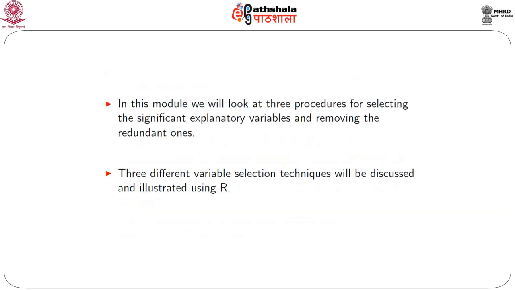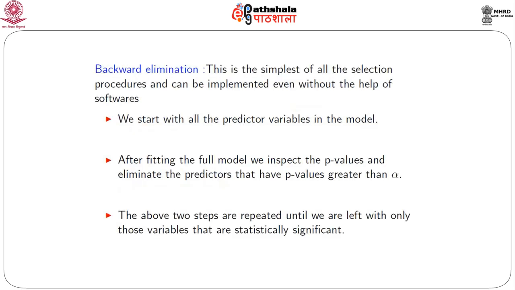In this module, we will look at 3 procedures for selecting the significant explanatory variables and removing the ones which are insignificant. The 3 different variable selection techniques will be discussed and also illustrated using R. The first variable selection method that we will discuss here is called the backward elimination method.